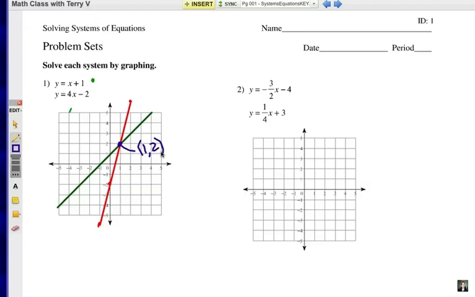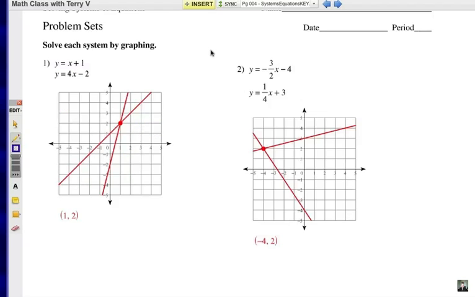Now the thing you should do is definitely check it in both. So does 2 equal 1 plus 1? Substituting in my x and my y value there. And does 2 equal 4 times 1 minus 2? Yes, it does. So both work. That's the solution to the system. Now you try the next one.